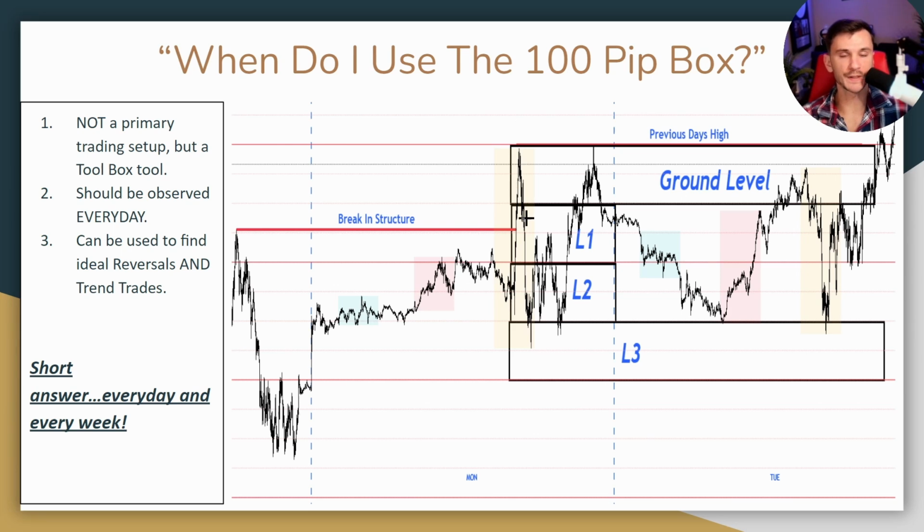And then notice the 100 pip box that I've used. You have a ground level up here, though you could argue that maybe your level 3 is down here. Maybe this is ground level, whatever you'd like to say. However, there's a break in structure to the upside. So what am I doing here by saying that?